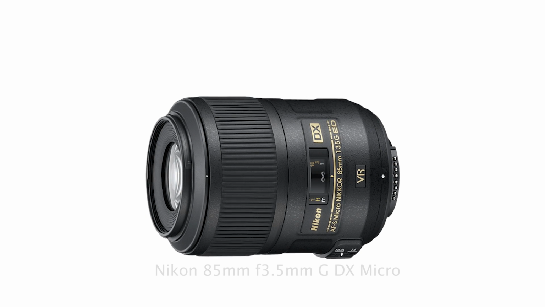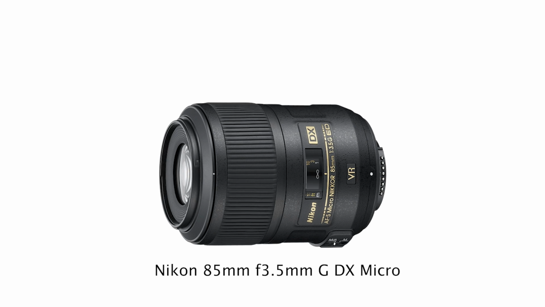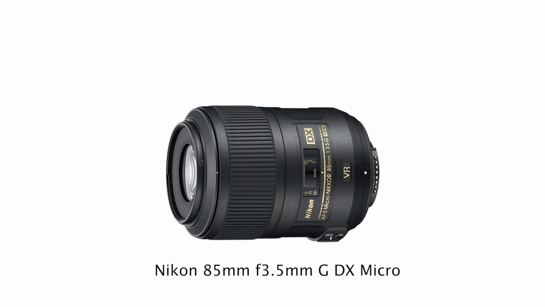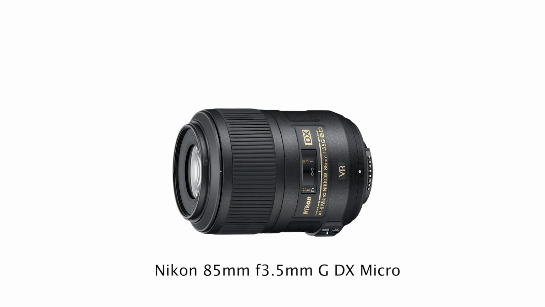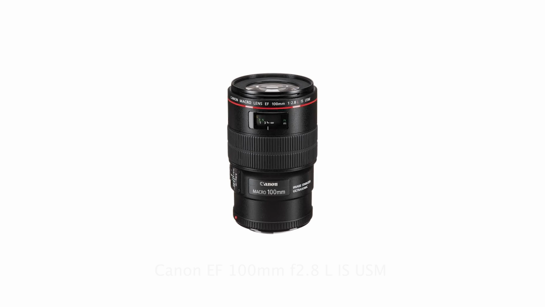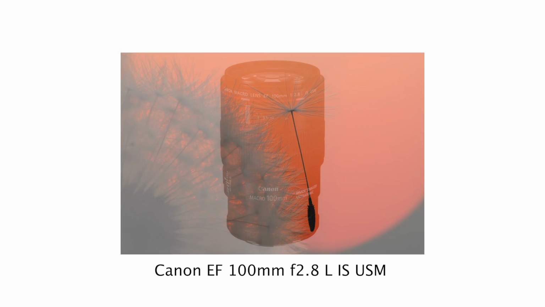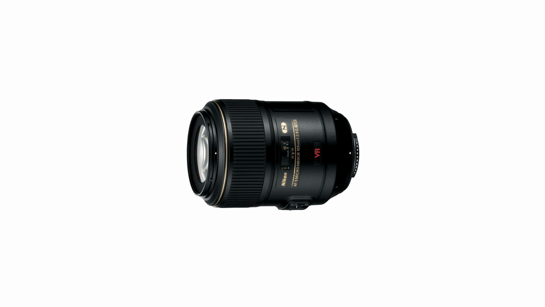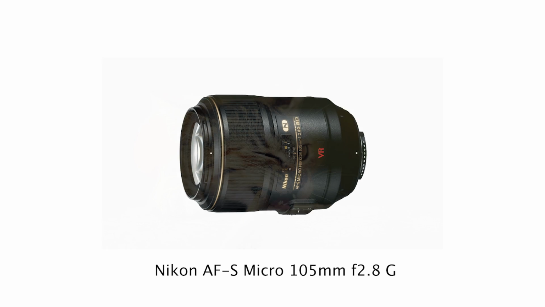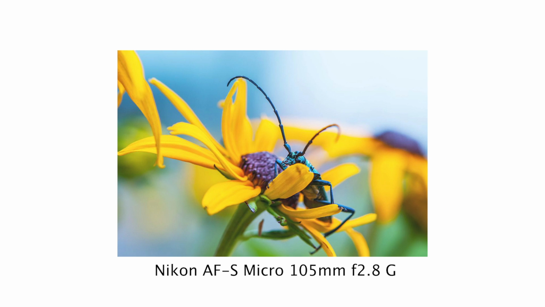If you're a Nikon user, it's worth checking out the 85mm micro lens, which has vibration reduction. Nikon tend to refer to macro as micro, $550. The Canon 100mm f2.8 L series lens is a very popular macro lens for Canon users at $700. And the equivalent, if you're a Nikon user, is the very popular 105mm f2.8 macro or micro, again with vibration reduction.